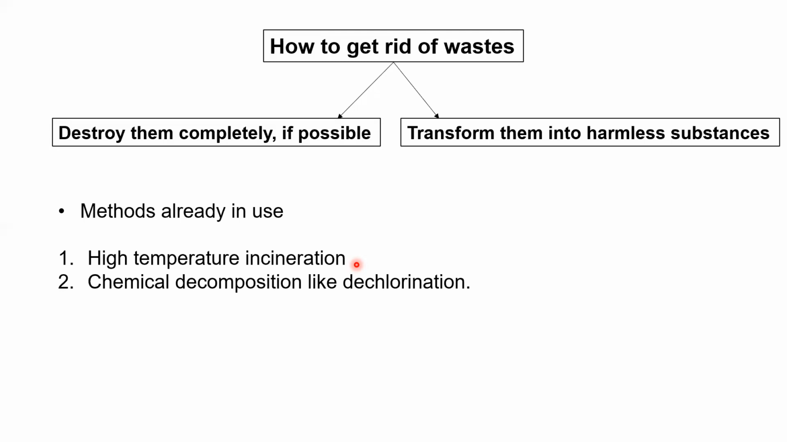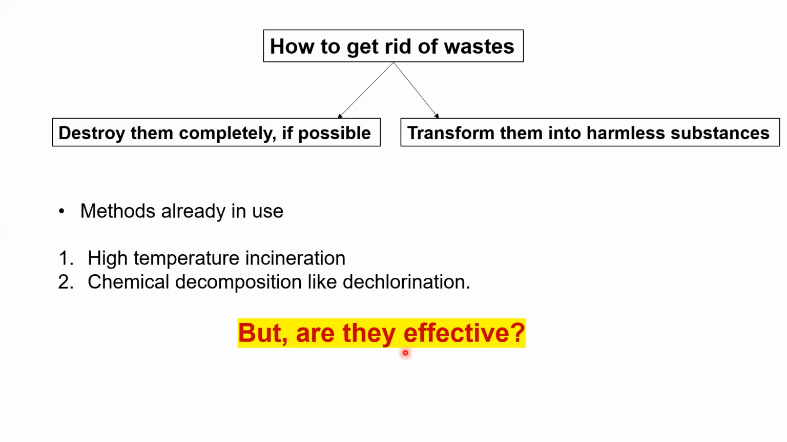Some common methods that are conventionally used to get rid of the waste are high temperature incineration and chemical decomposition like dechlorination. But are they effective? Well, this is another question. We are not so interested in whether they are doing this or that, but we are more interested in this, because we want the pollutants to be transformed into harmless substances. So the question is, are they effective?